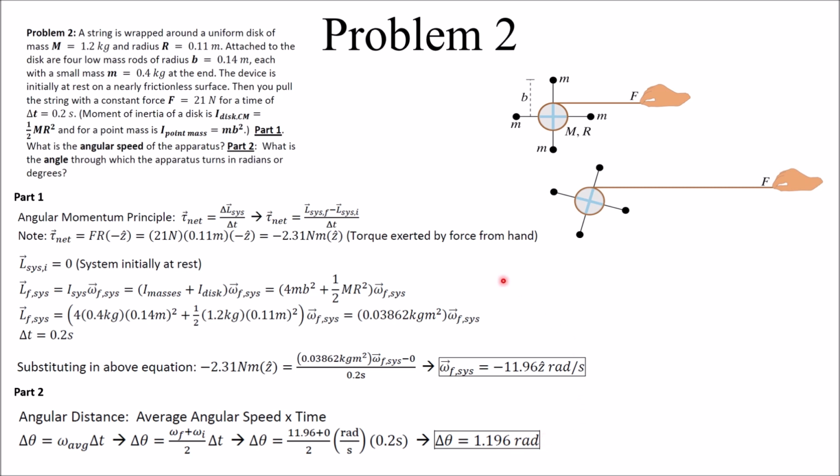And so those are the two problems illustrating the angular momentum principle a little bit more. The first one dealt with the merry-go-round and angular momentum, and this one dealt with a string pulling on a disk and rotating it, which also has to do with angular momentum. And we will see you in the next one.